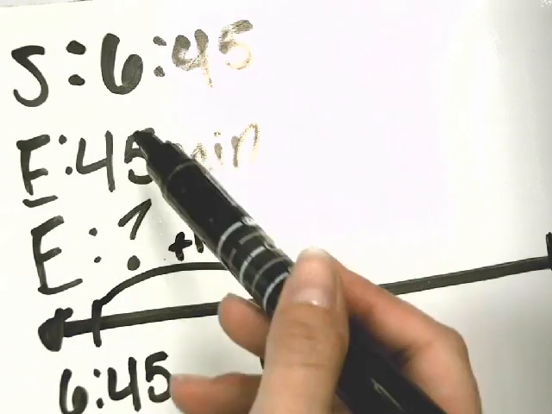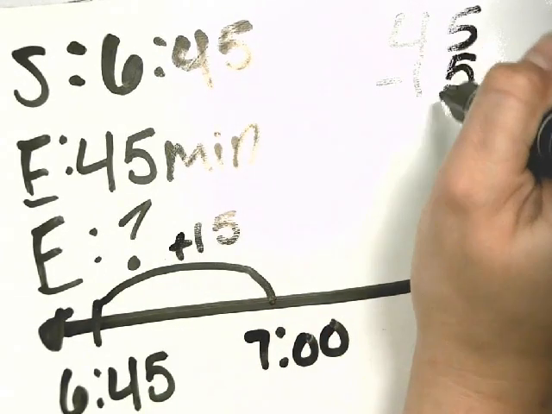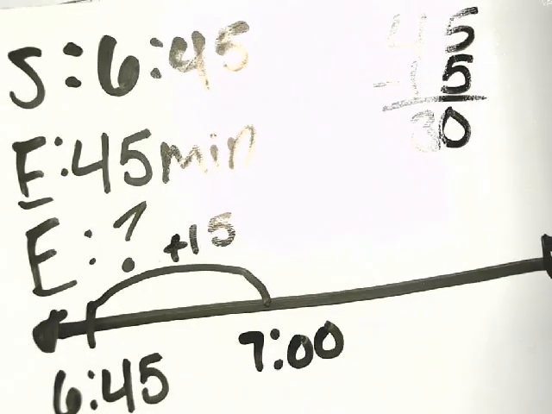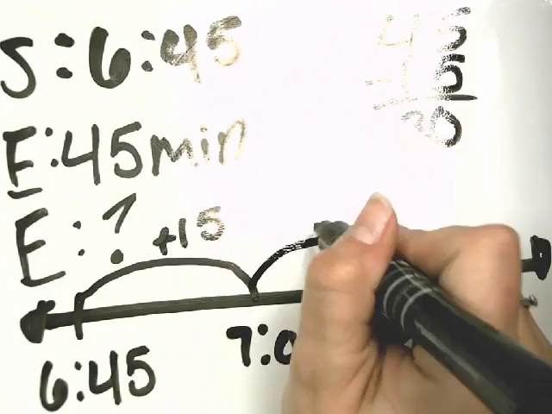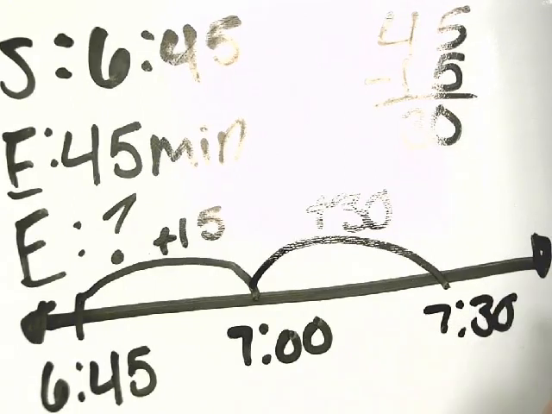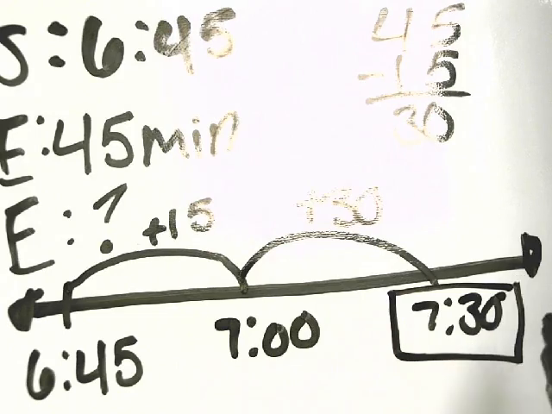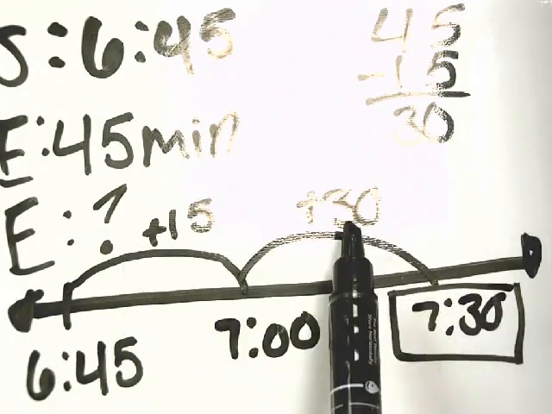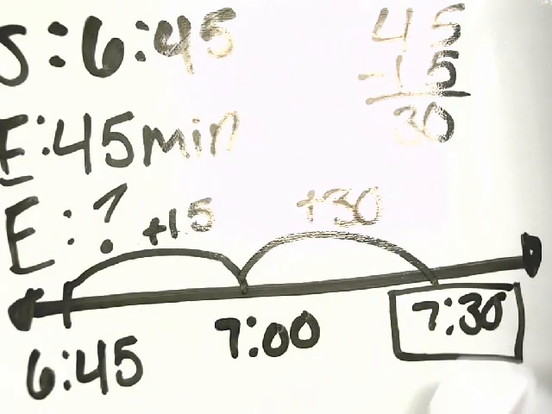Well, I did the 15 minutes, so 45 minus the 15 that I jumped, I would have 30 minutes left to jump. So now I can just straight jump that 30 because 7 o'clock is a friendly number for me. And I am now at 7:30. So I would have arrived to school and stopped driving at 7:30, so that would be my end time. And so as you can see, I jumped the 45 minutes, which was my elapsed time, to figure out my end time. And so that's what we teach them regarding that.